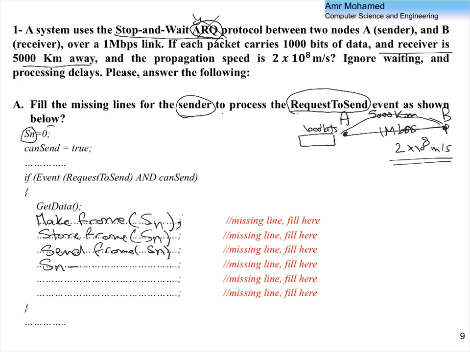And remember, here, this increment of the sequence number is actually a modulo 2, which means that what is the sequence number after 1,000 frames being sent? What is the sequence number?